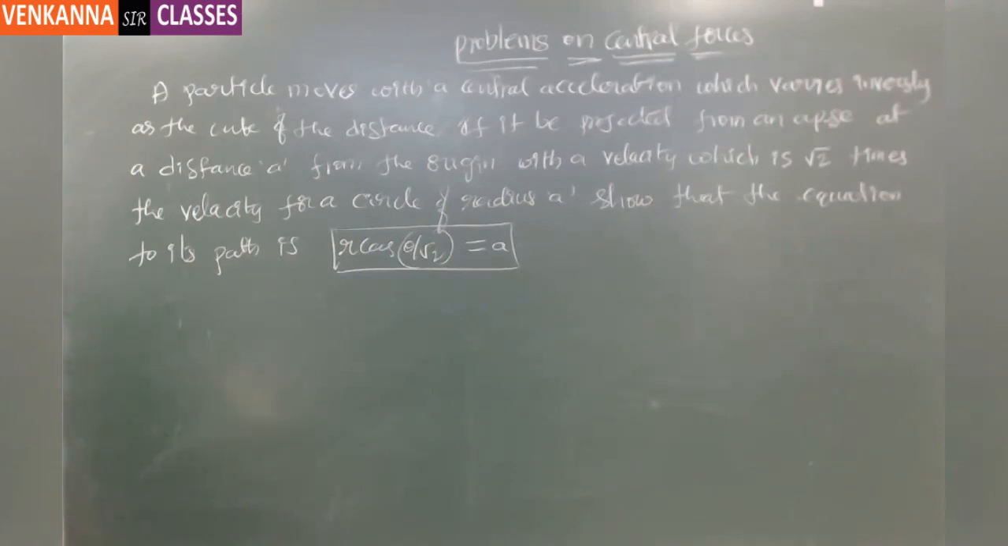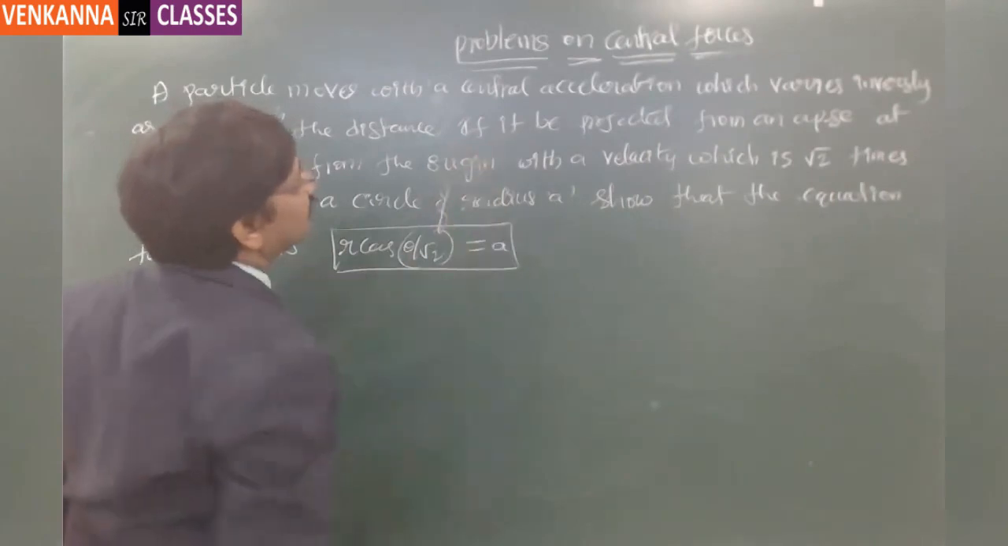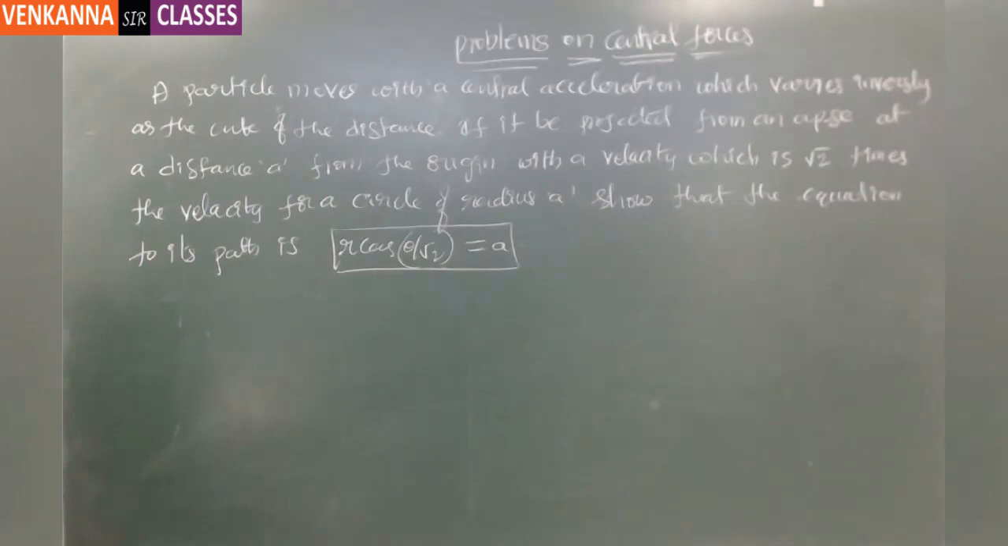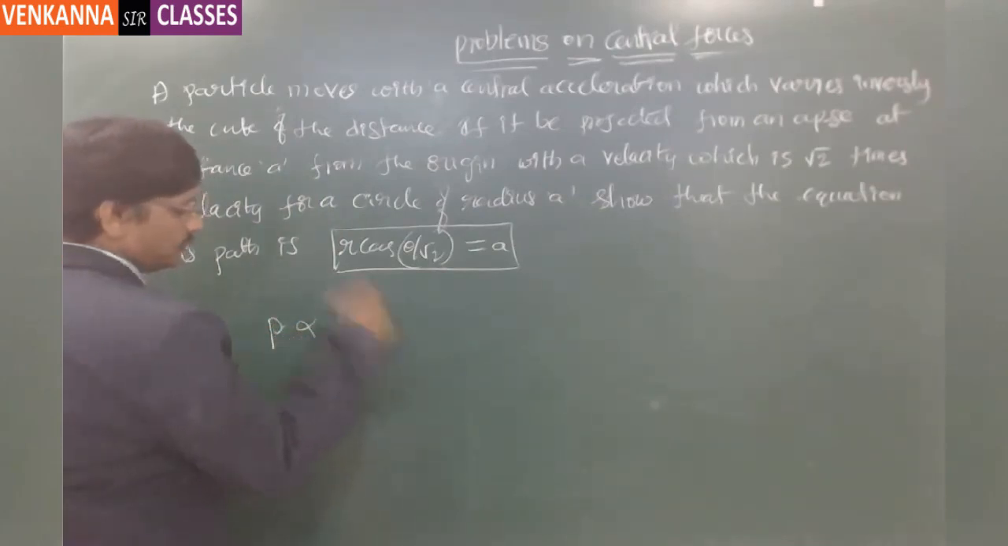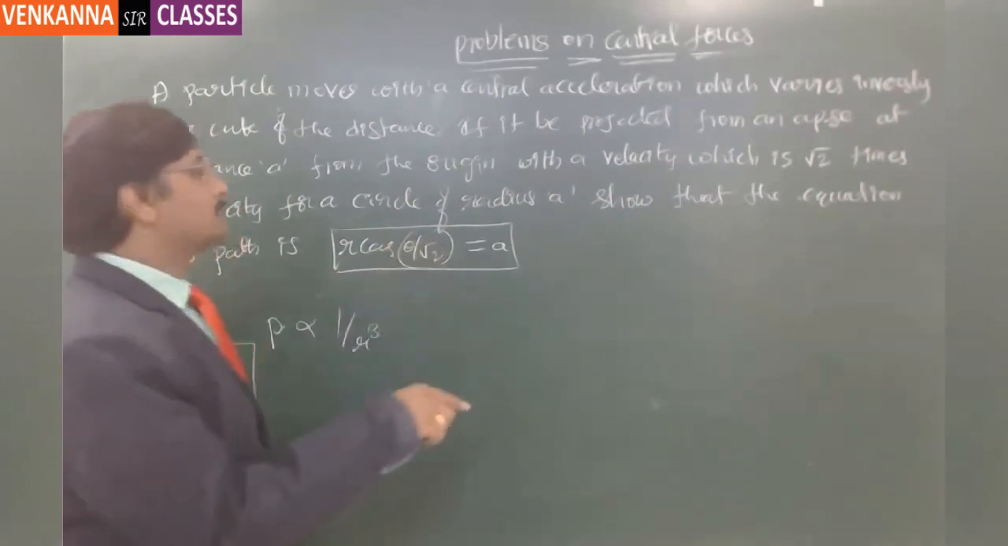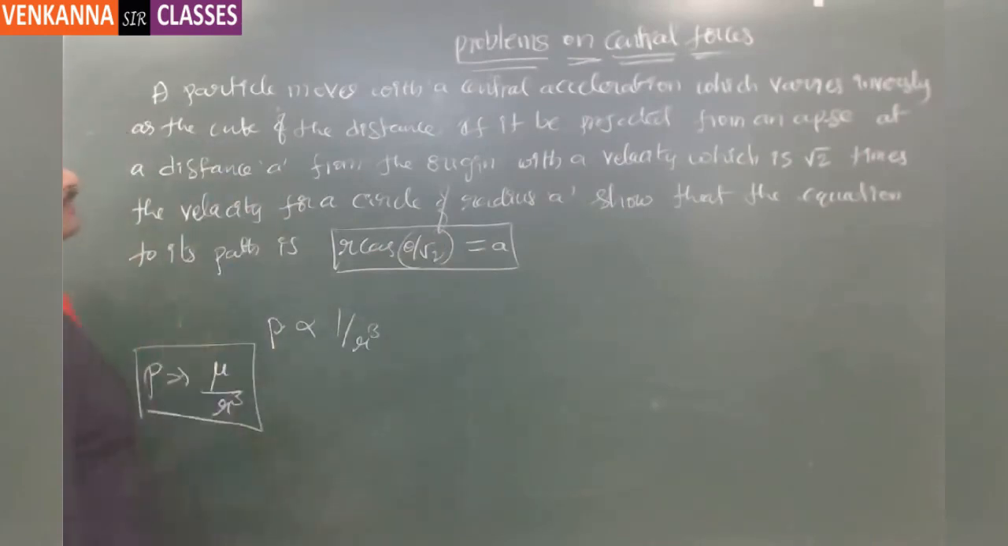which varies inversely as the distance of it, if it be projected from an apse at a distance of a. That means the acceleration p is directly proportional to 1 by r cube. So this is the central acceleration that was given. And if you replace it with a constant mu by r cube, this is the acceleration given. And then it is projected from an apse at a distance a from the origin.